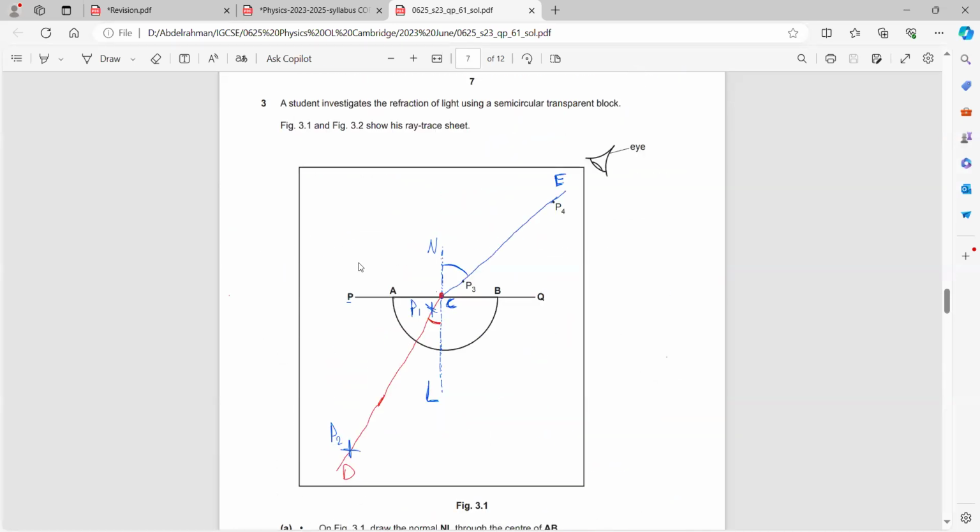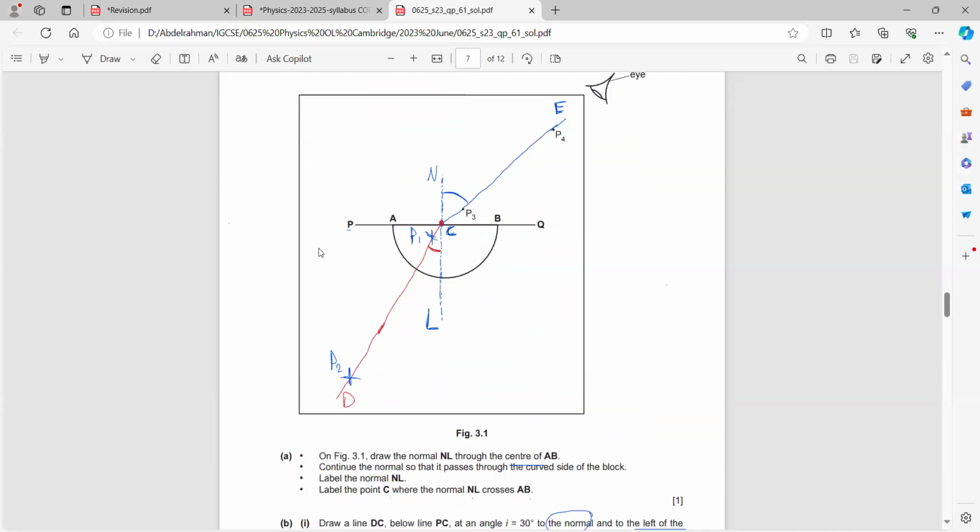Ray trace sheet. What do we do in the ray trace sheet? Guys, while solving this question, actually, this is one of the easier questions. Why? I'm telling you, paper six is easy. Whenever I find a question, I'm telling you this is one of the easier questions. Does that mean that the whole paper is easy? It's kind of easy. It's not hard, but all you have to do is just read the questions carefully.